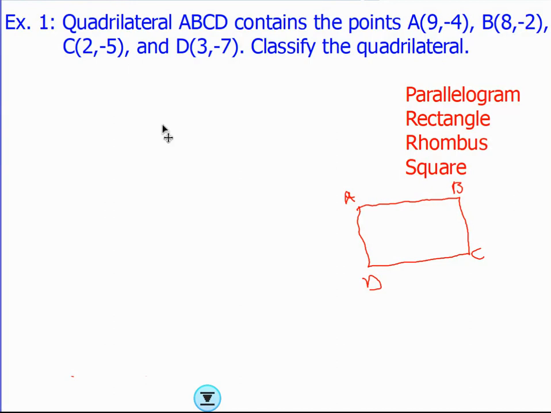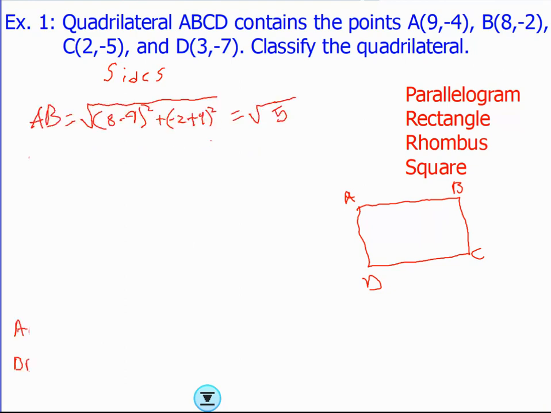We're going to start by finding the lengths of all of the sides. Using the distance formula, to find AB, we do the square root of (x minus x) squared plus (y minus y) squared. In this case, that's 8 minus 9 squared plus negative 2 minus negative 4, which becomes plus 2 squared. That all works out to be the square root of 5. I'm not turning this into a decimal because it doesn't really matter. I can just look at my radical and know whether or not it's the same as other ones. I'll do the same process for BC. So AB is square root of 5, and BC is square root of 45.